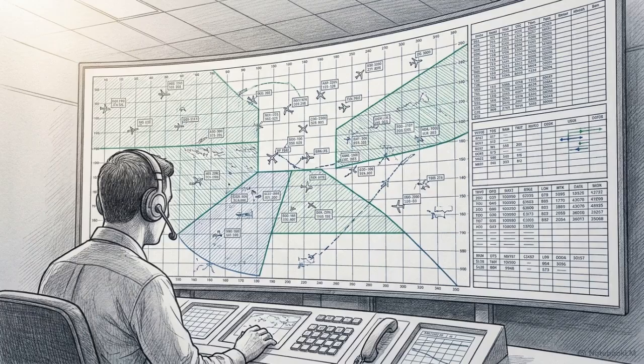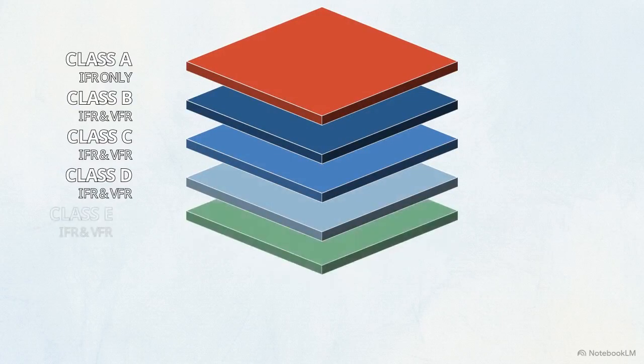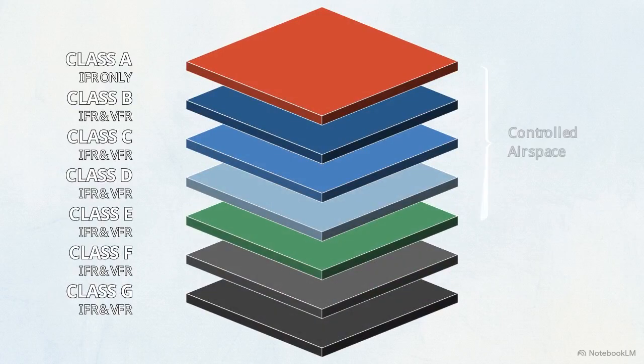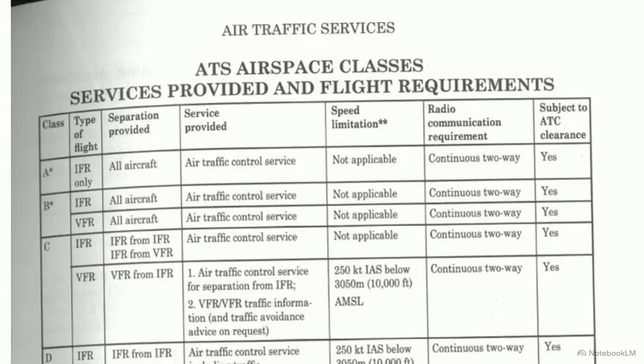Those controllers rely on the ATS airspace classification system. India utilizes classes A through G, defining the strict legal framework for who can fly where and under what conditions. This table details the ATS airspace classes, cross-referencing separation rules with speed and communication mandates. This is the single most critical reference matrix for your exam preparation.